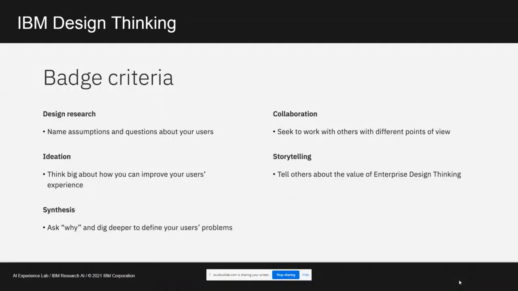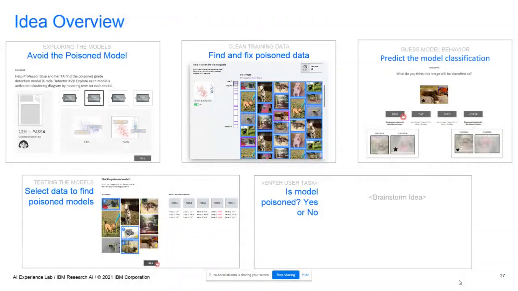In particular, if you take one of these online courses, you can even earn a badge for learning how to do design thinking. And when we built these games, in particular this Guess the Backdoor game, we actually started with 5 different ideas to get across this concept of backdoor poisoning attacks. So in some you were trying to avoid the poison model, in some you were focused more on fixing the poison data, and in some you had to predict the model classification. We would ask whether a model was poisoned, so we had a number of different ideas.